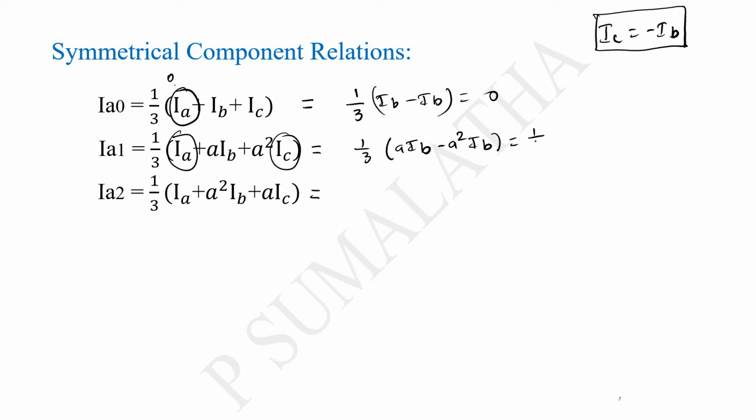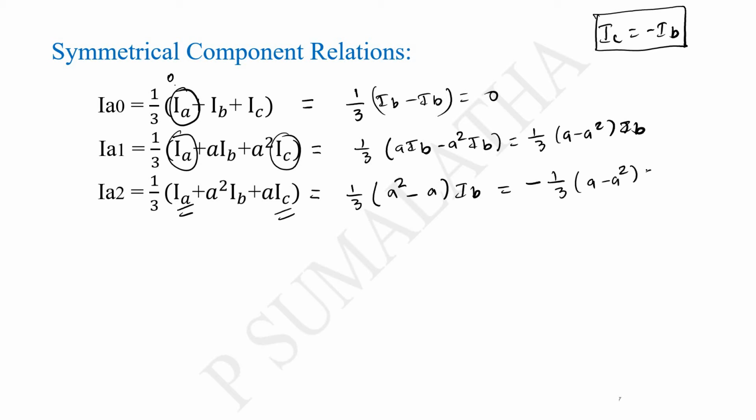That is equal to 1 by 3 times (A minus A square) into Ib. Now here, again Ia is equal to 0, Ic is equal to minus Ib. If you represent this, it will be (A square minus A) into Ib, which is equal to minus 1 by 3 times (A minus A square) into Ib.